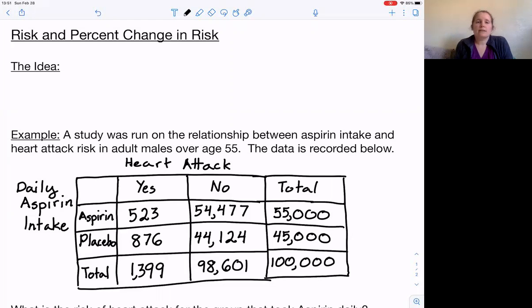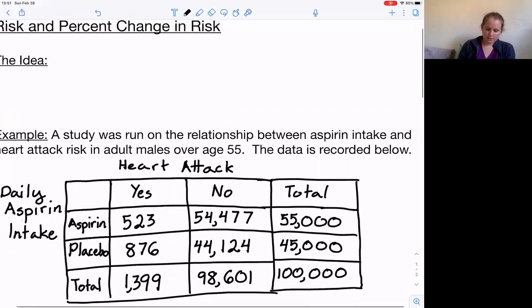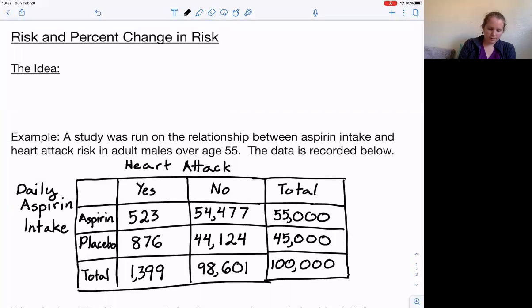Welcome to risk and percent change in risk. So the idea here is essentially we want to find the probability or chance of a negative event happening. So risk, we're looking at the chance of a negative event happening.